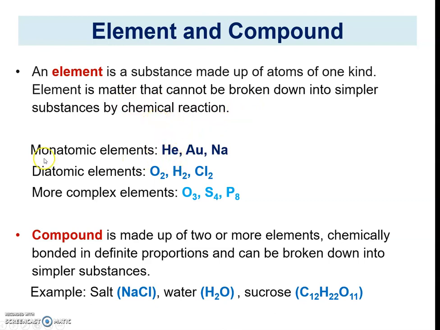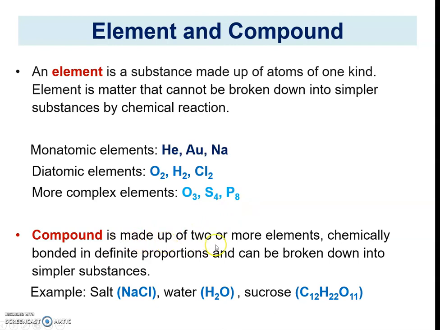Examples of monoatomic elements are helium, aurum, or sodium. Diatomic elements, meaning that they consist of two atoms, are oxygen, hydrogen, and also chlorine. And if we look into more complex elements, for example, here is O3, S4, or P8.